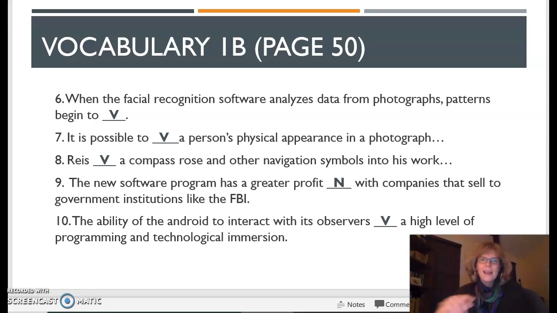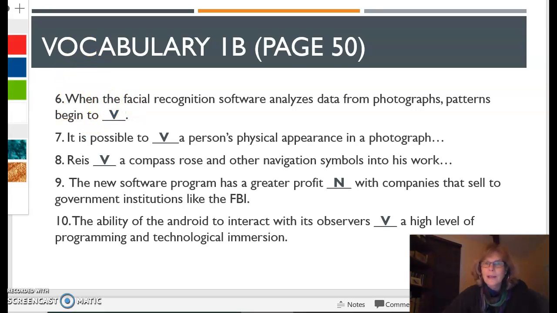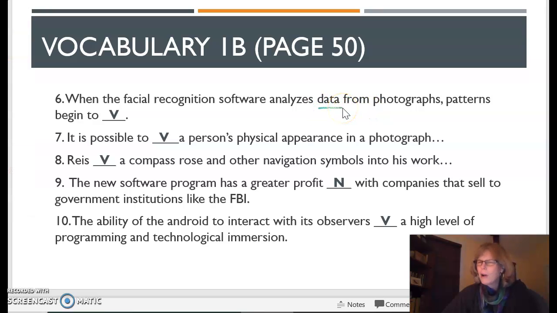Let's see if we can guess which words should go there in order to complete these sentences. Let's take a look at some of the clues in number 6. Number 6, I see when a facial recognition software analyzes data, looking at lots of different parts, patterns begin to, what would the verb be here? The idea that something is coming out of all of this data that makes sense. That's a good place to use the word emerge. If you guessed emerge, you're right.